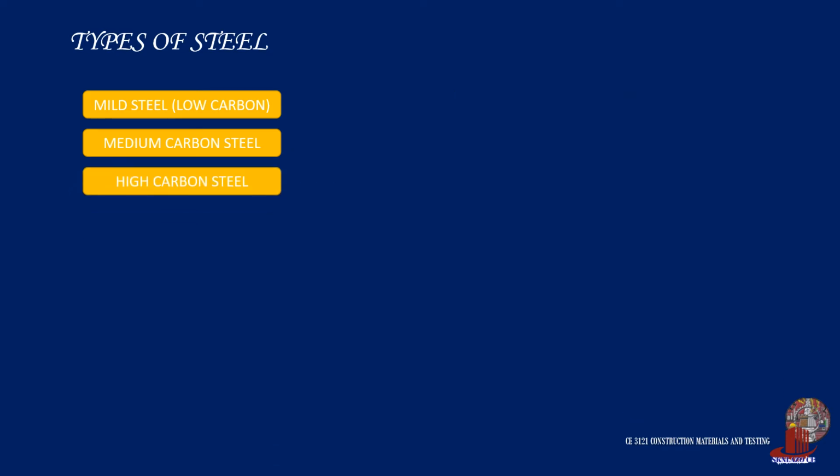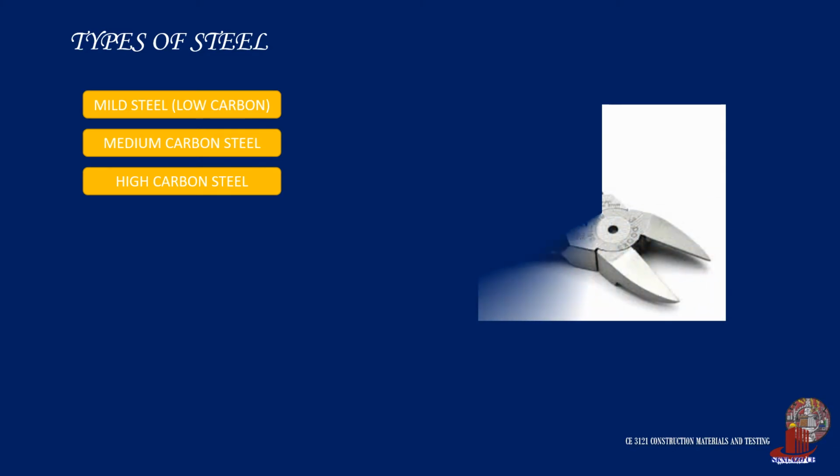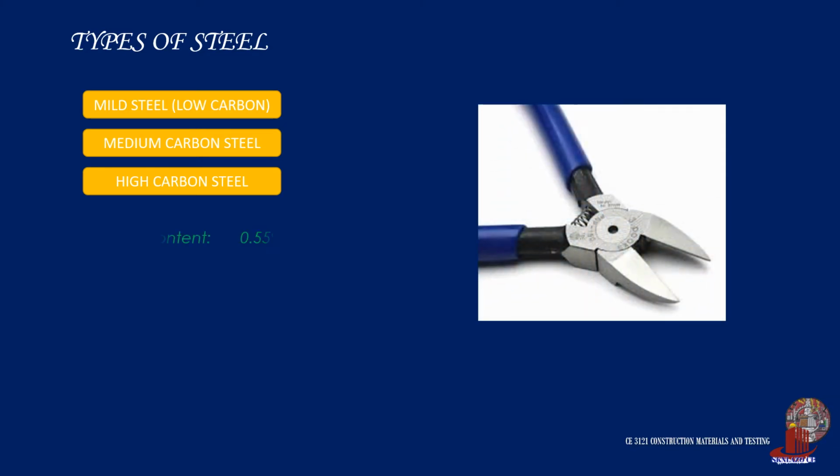A higher percentage of carbon at a range of 0.55 to 0.95% makes high carbon steel. They are very strong and are used for springs and high-strength wires or cutting tools.